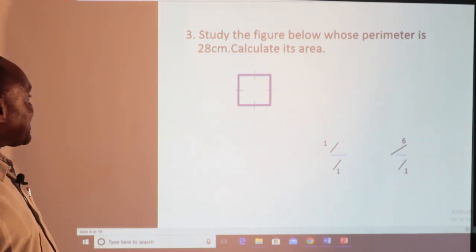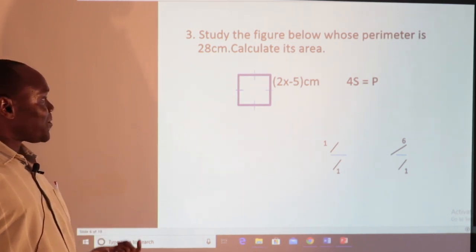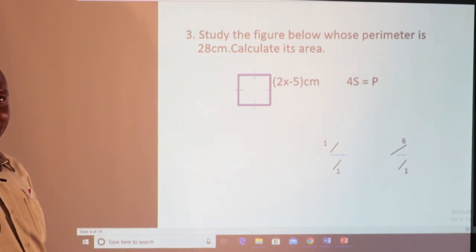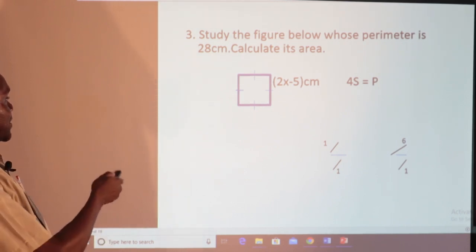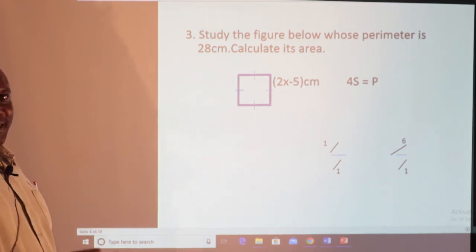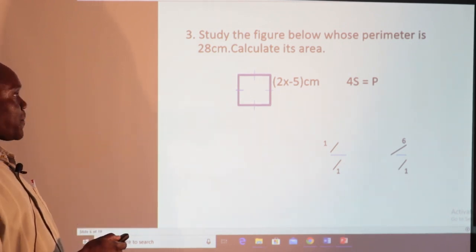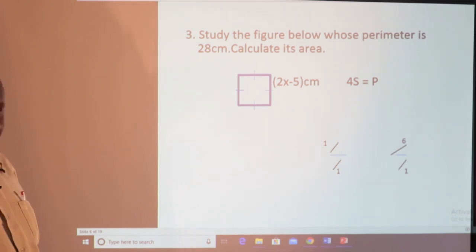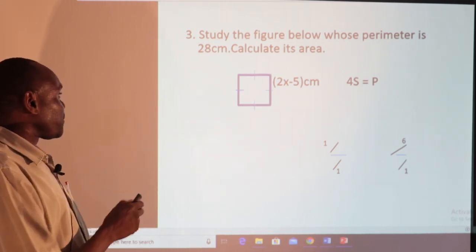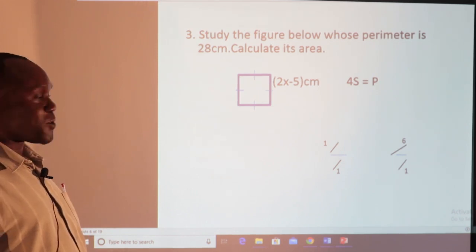Now some candidates will say, since number 1 was a rectangle, even this one is a rectangle. Look at the sides of that figure. It tells you that all sides are equal. Therefore, it is that property that tells us that this one is not a rectangle, it is a square. So how do you find the perimeter of a square?